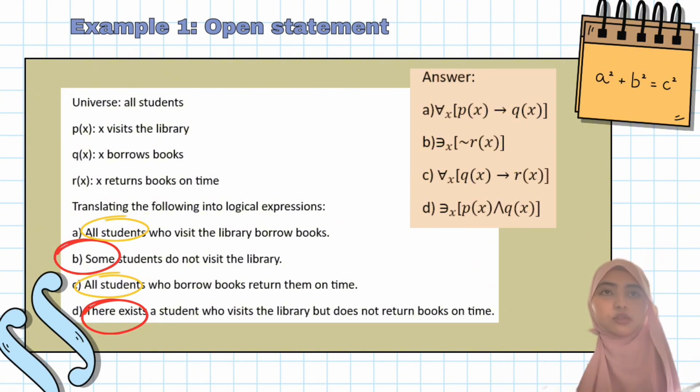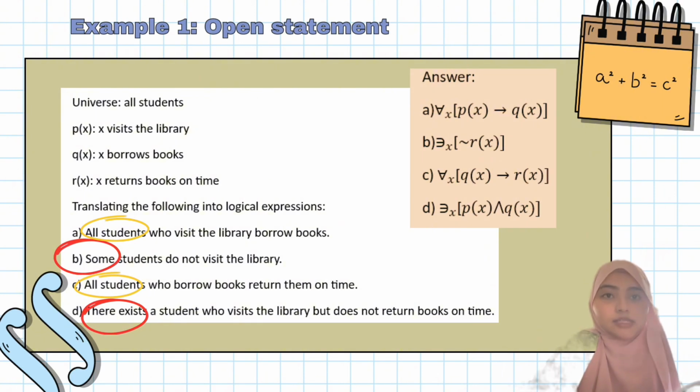Keywords, all students, we use a universal quantifier. P(x) implies Q(x). B. Some students do not visit the library. Keyword some, we use the existential quantifier. Do not visit the library.